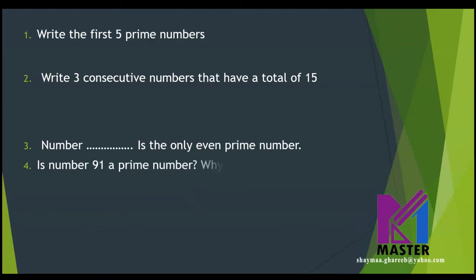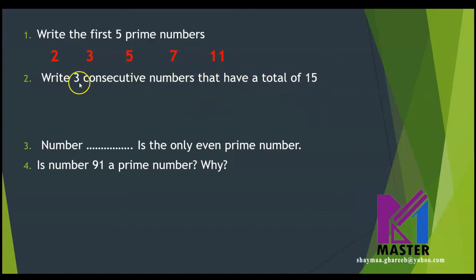We have here 4 questions. Write the first 5 prime numbers. Do you remember? 2, 3, 5, 7, and 11. And again, it's really important to know the first 25 prime numbers, which are the prime numbers between 0 and 100.